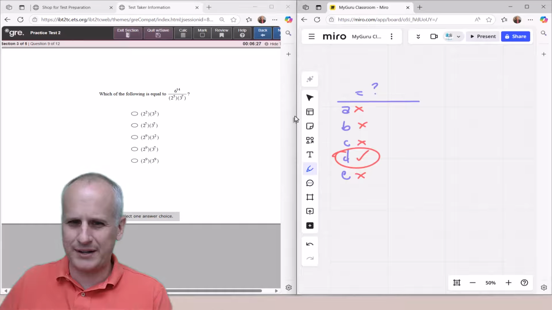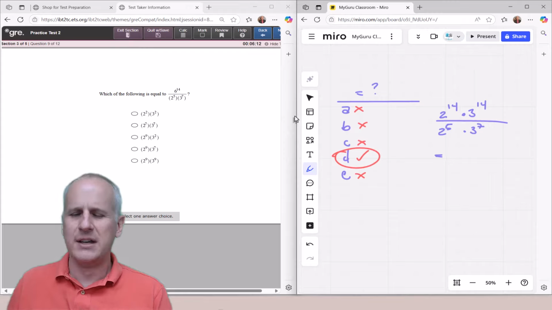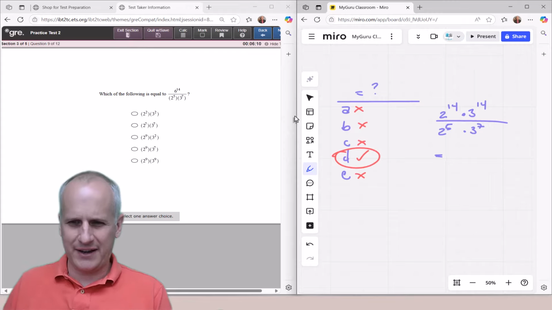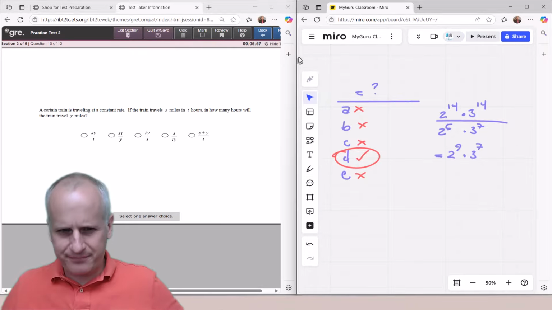But if you recognize the way in which you can factor 6, well, you can rewrite that as 2 to the 14th times 3 to the 14th all over 2 to the 5th times 3 to the 7th. And hopefully you remember that if you have bases that are being divided, you subtract the exponents. So I'm going to end up with 14 minus 5, 2 to the 9th, 14 minus 7, 3 to the 7th, which of course is the exact same as choice D as well. Moving on to the next question.